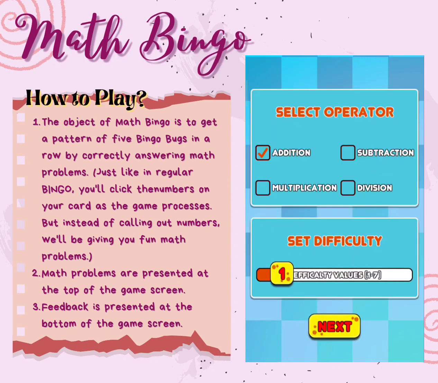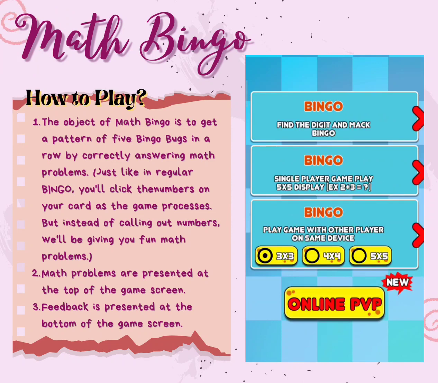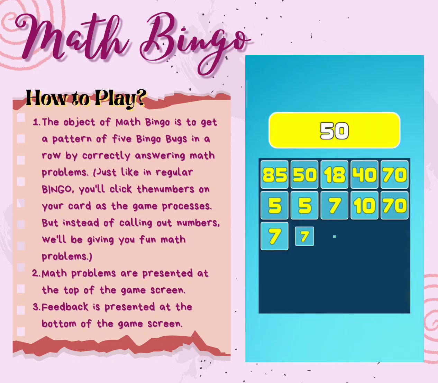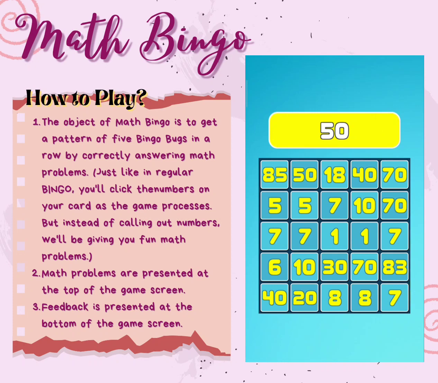How to play Math Bingo. The object of Math Bingo is to get a pattern of 5 bingo bags in a row by correctly answering math problems. Just like in a regular bingo, you'll click the numbers on your card as the game progresses. But instead of calling out numbers, we'll be giving you fun math problems.